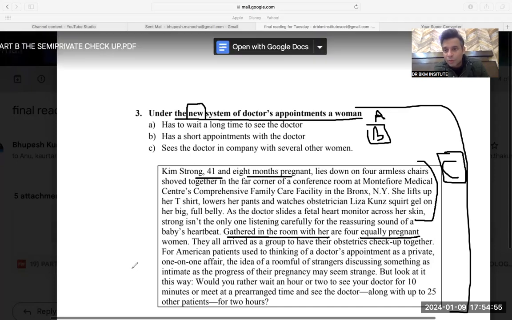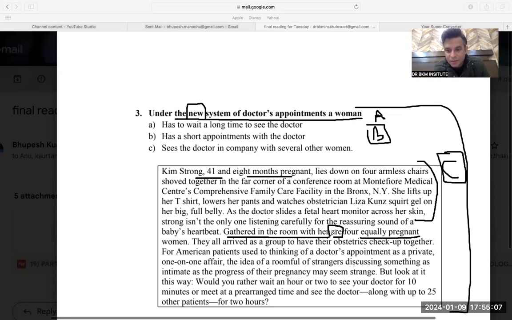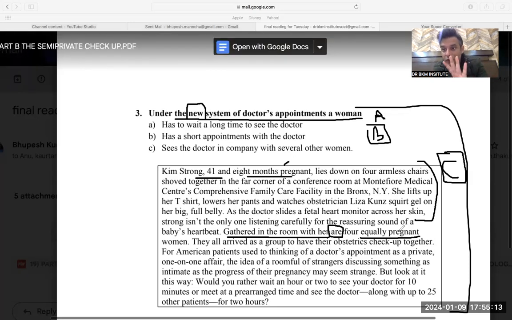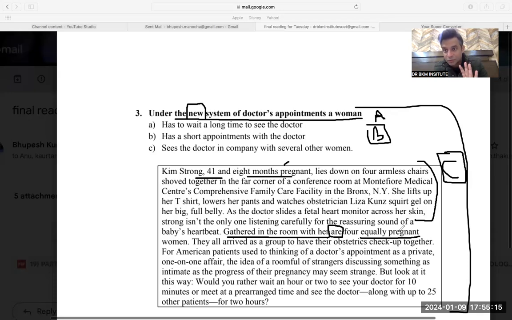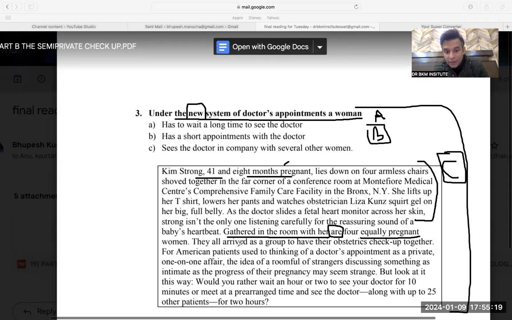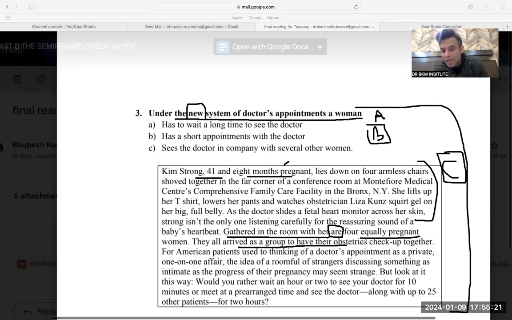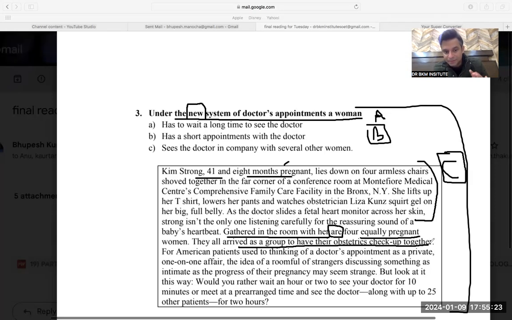So when I read the whole paragraph, the word new was not given. That is where grammar is the most important thing. That is why I tell you guys grammar is the most important thing. So this word "are" was given. Gathered in the room with her, with this pregnant woman, were 4 equally pregnant women. So there were 5 women in the room. They all arrived as a group to have their gynae checkup.